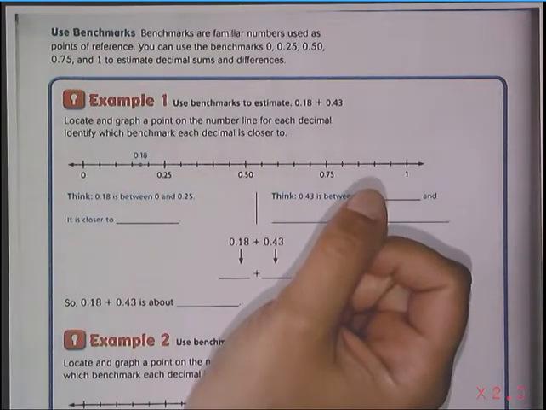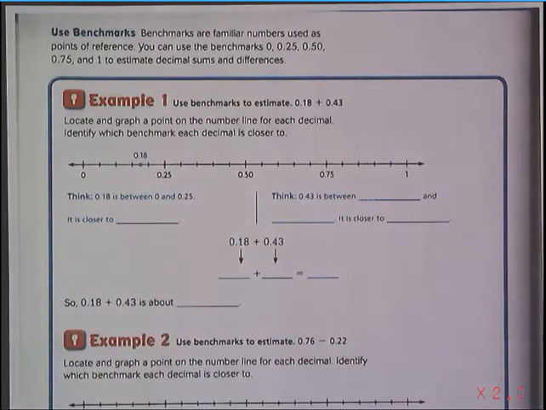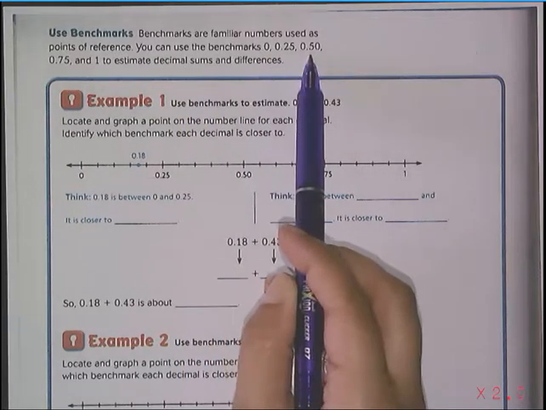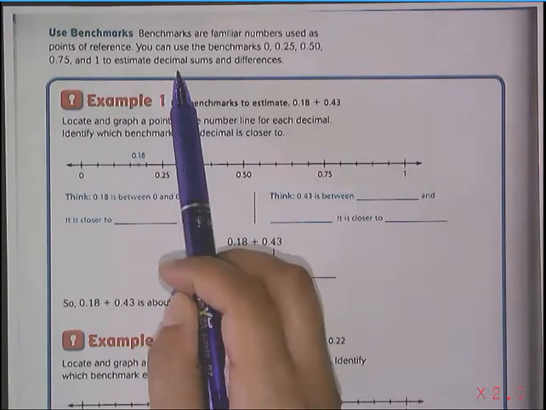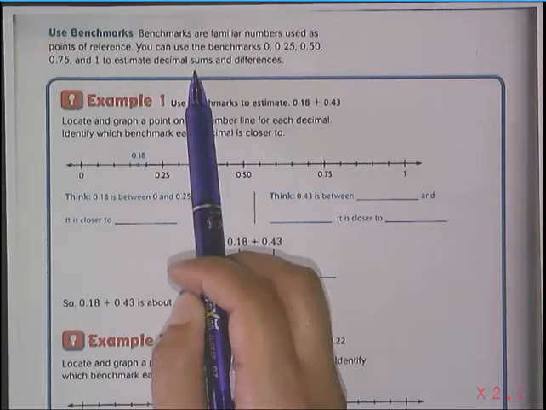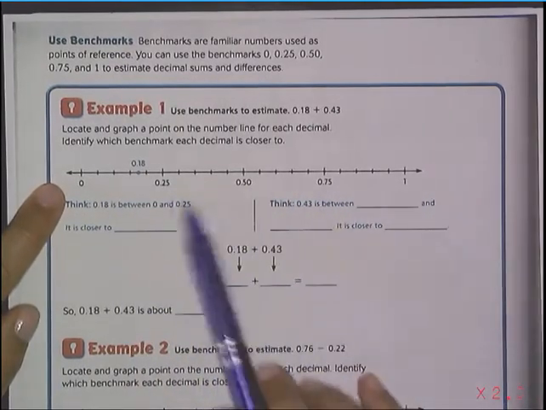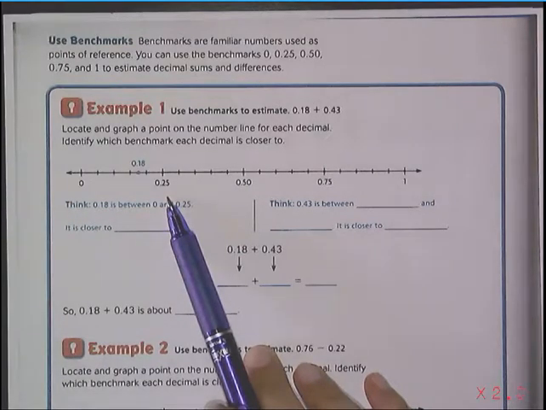Benchmarks are familiar numbers used as points of reference because remember, we are estimating. Okay? You can use the benchmarks 0, 0.25, 0.5, 0.75, and 1 to estimate decimal sums and differences. Okay? And if you take a look at the number line, they have those in black underneath. And those are benchmarks, like they said, they're just familiar numbers just because they're common numbers, okay? They're easy numbers to work with.